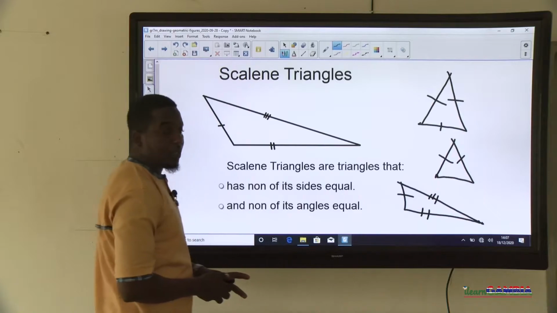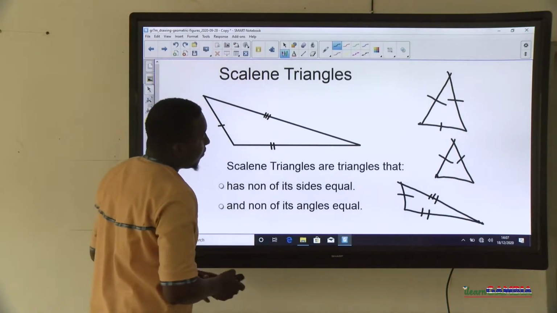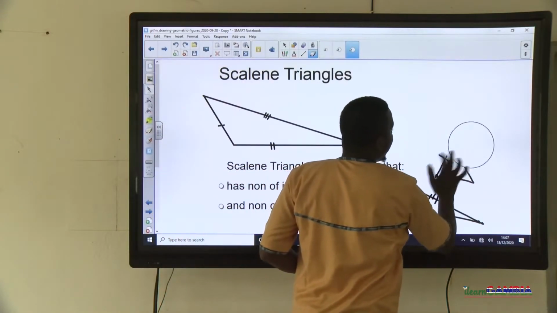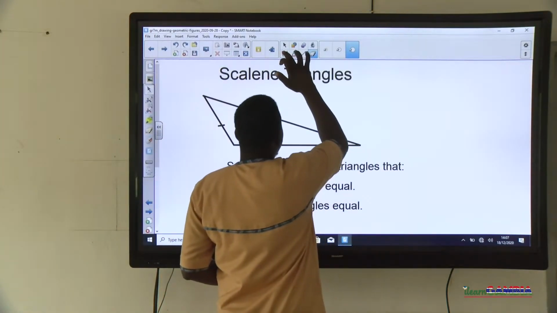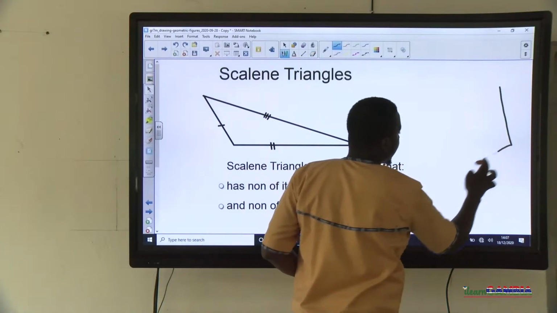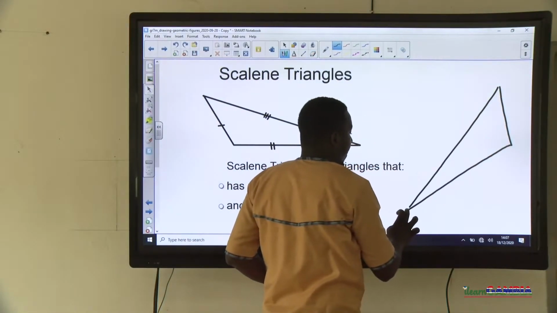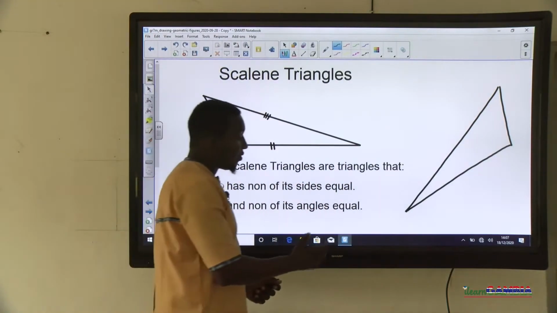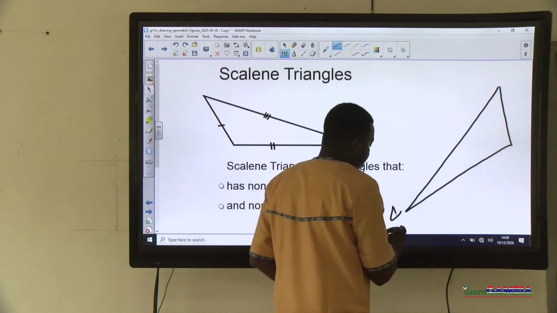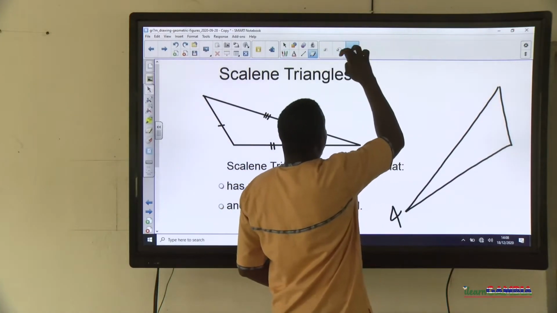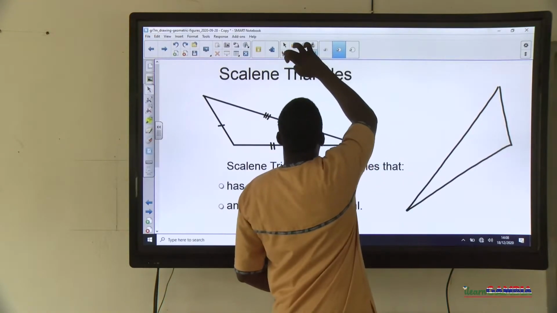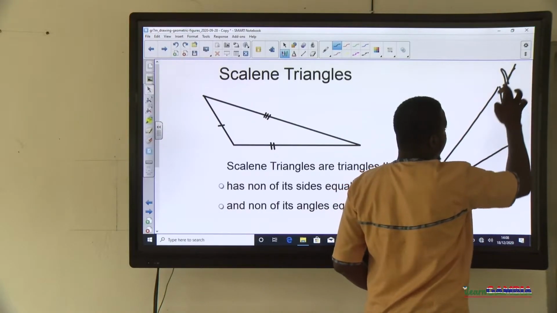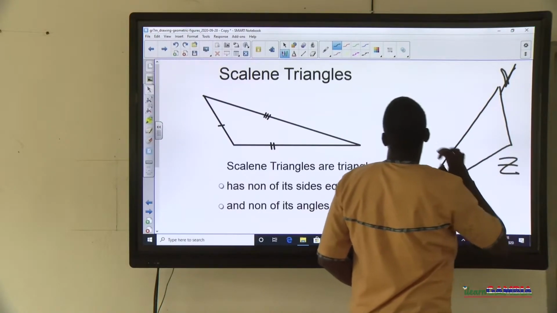So when you come across a triangle, whether it is labeled or not labeled, once you are able to measure the three sides of that given triangle, let's say this triangle is triangle XYZ.